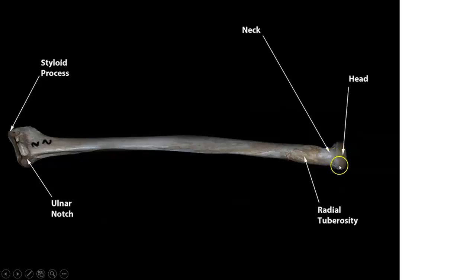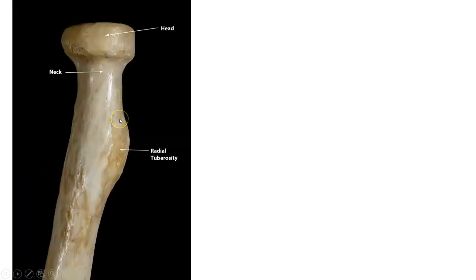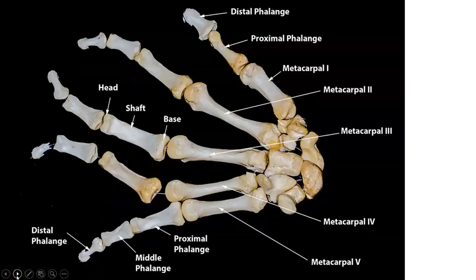This is the radius. The proximal end of the radius is round. This is the head of the radius. The radial tuberosity, remember a tuberosity is where muscles attach, so the biceps brachii muscle attaches here. This is the radial tuberosity. On the distal end, the styloid process of the radius. Here's another view of the proximal end of the radius, the rounded head, and this roughened bump called the radial tuberosity.